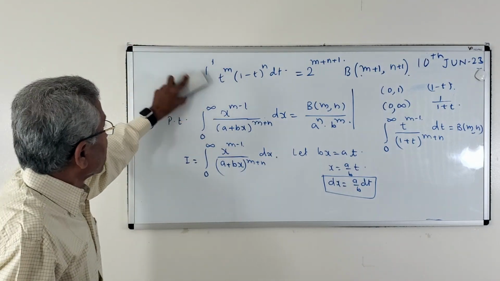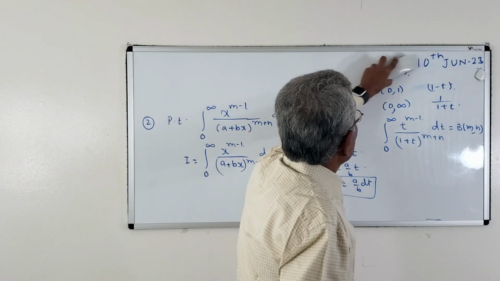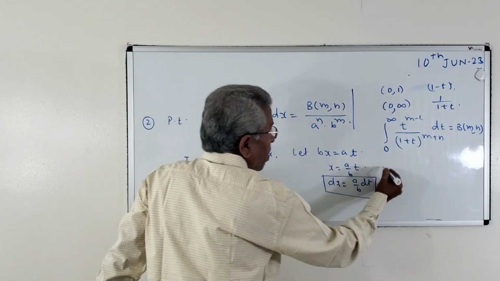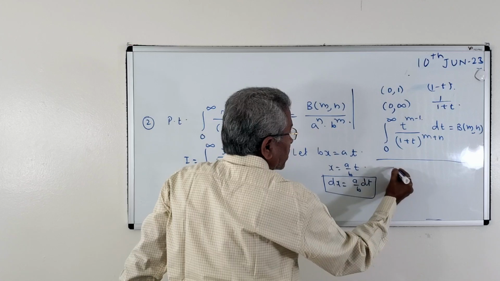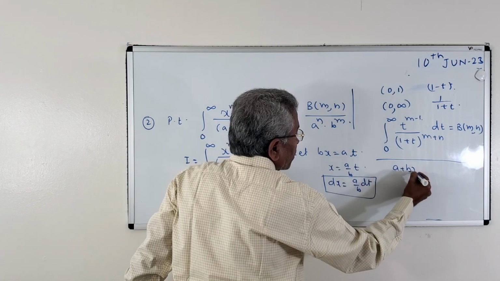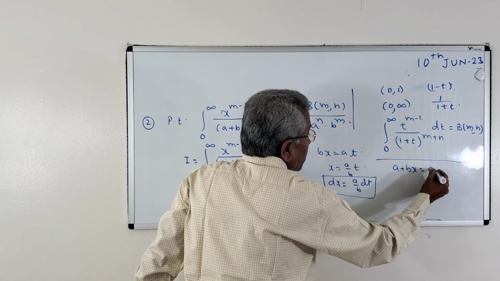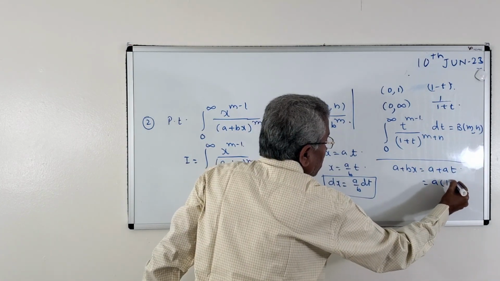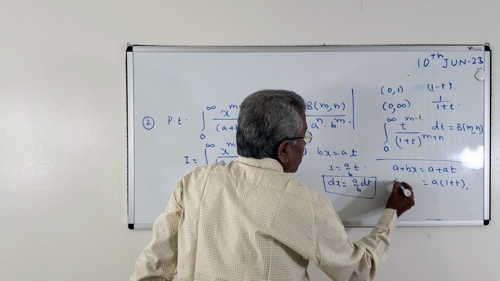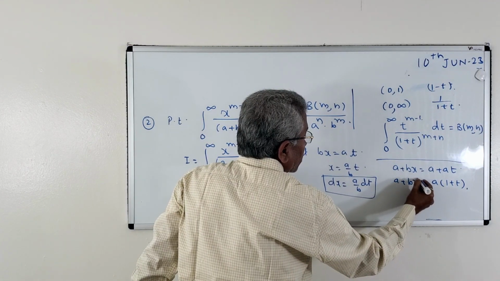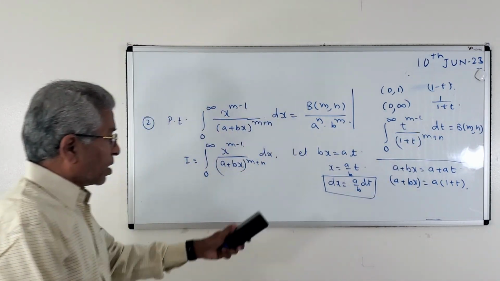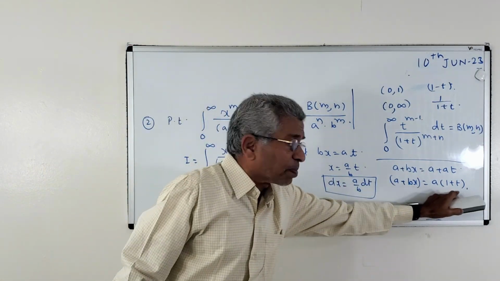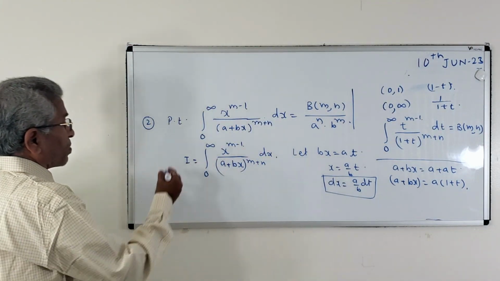Okay. Then after that, a plus bx. So here I write a plus bx. A plus bx is equal to a plus at, which is a common 1 plus t. That is the value of a plus bx. So that is the value of this a plus bx: a multiplied by 1 plus t. And now put the value in the integral.